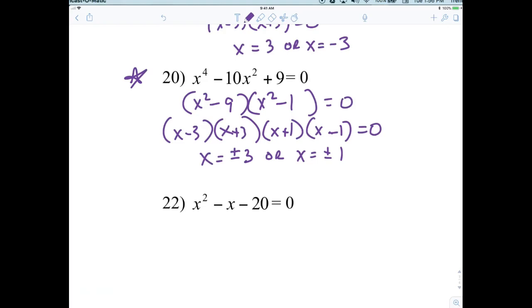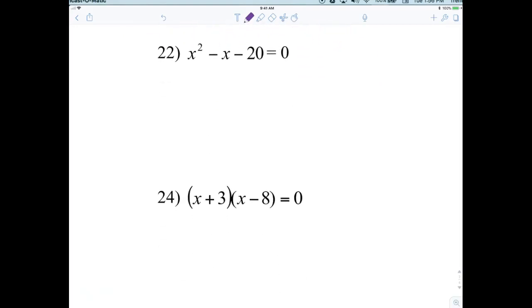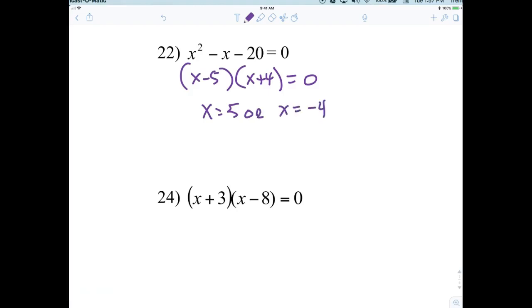Correct. All right, 22. Here we go. For 22, that should be an easy one to factor quickly. x minus 5 times x plus 4. So your answer is x equals 5, or x equals negative 4. Beautiful. All right, now put a little star by number 24 for a quick second.